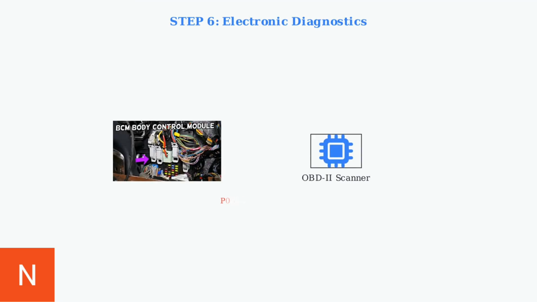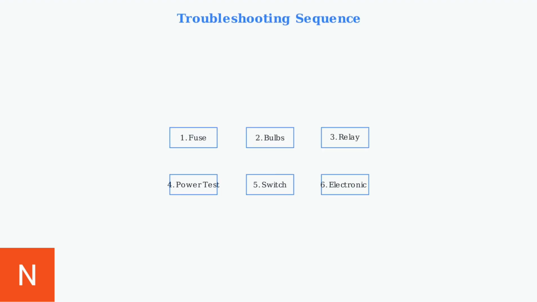For modern vehicles with electronic control systems, use an OBD2 scanner to check for lighting error codes. Body control module diagnostics may require professional equipment. Here's the complete troubleshooting sequence. Start with the fuse, then check bulbs, test the relay, verify power with a multimeter, inspect the switch, and finally use electronic diagnostics for modern vehicles.